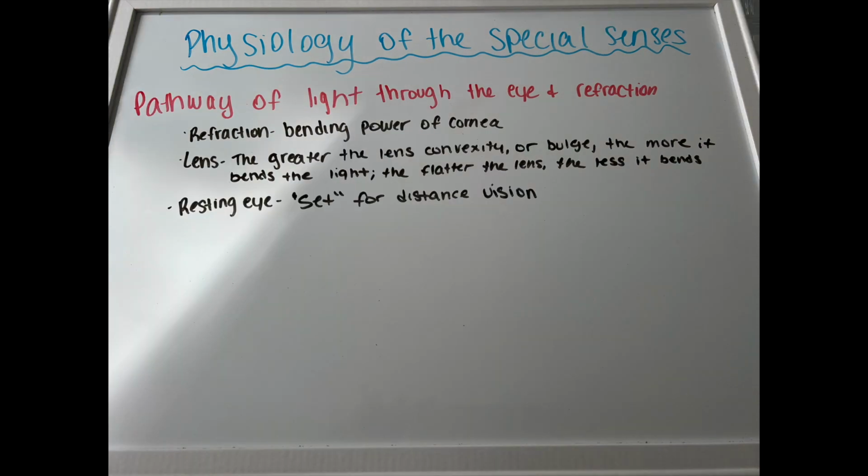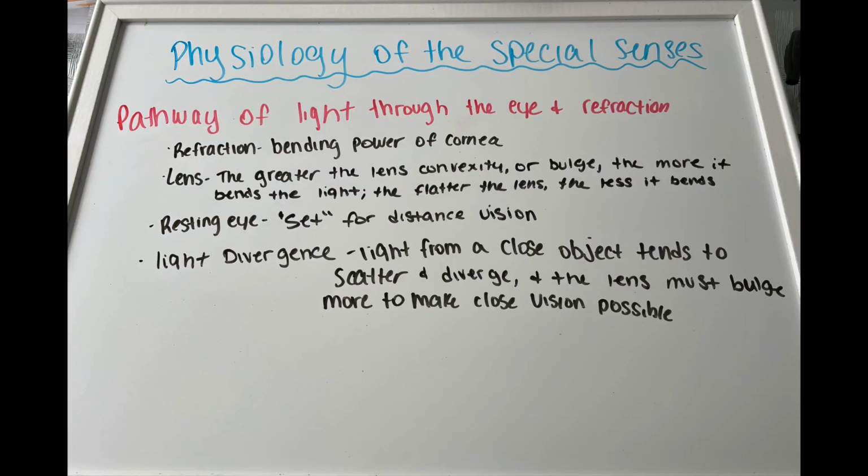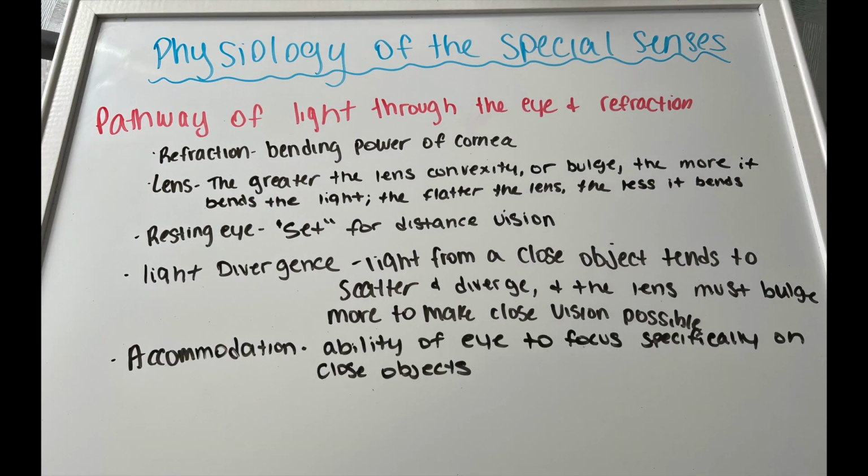Resting eye. The resting eye is set for distance vision. In general, light from a distant source approaches the eye as parallel rays, and the lens does not need to change shape to focus properly on the retina. Light divergence. Light from a close object tends to scatter and to diverge or spread out, and the lens must bulge more to make close vision possible. To achieve this, the ciliary body contracts, allowing the lens to become more convex. Accommodation, the ability of the eye to focus specifically for close objects.